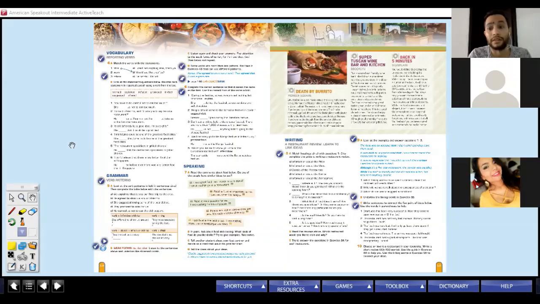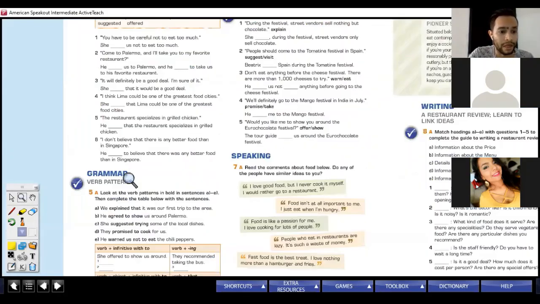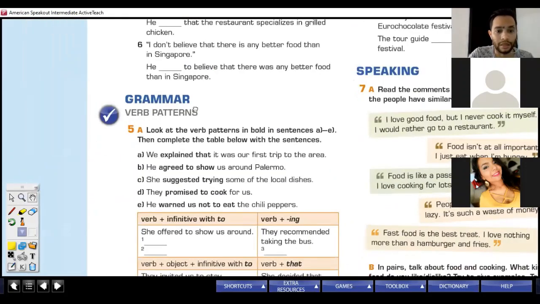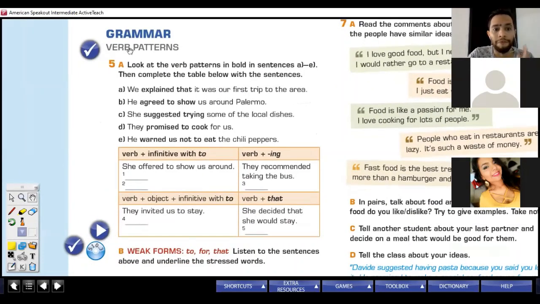All right, guys. So as I told you, today is the last part of lesson number 10, right? So part two, lesson number 10, unit number 10. Now, in unit number 10, I told you last time that we were going to speak about this right here. Now, take a look, verb patterns.